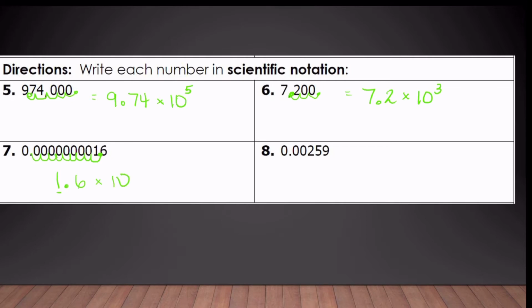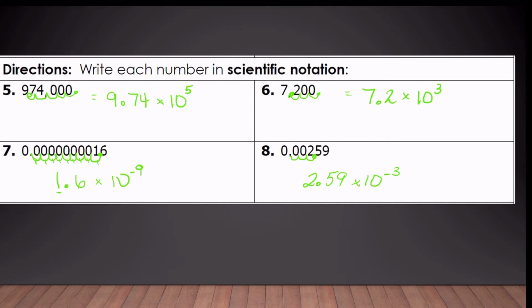Times 10. Now let's go back and see how many times I did this. There's 1, 2, 3. You see what I'm talking about? 1, 2, 3, 4, 5, 6, 7, 8, 9. But it started as a decimal, so it's a negative. I'm going to go 1, 2, 3 to get 2.59 times 10 to the -3rd power.